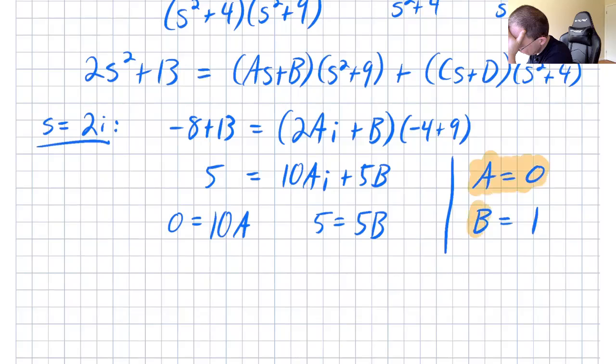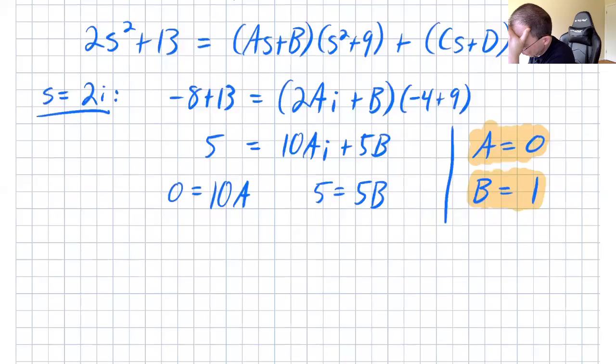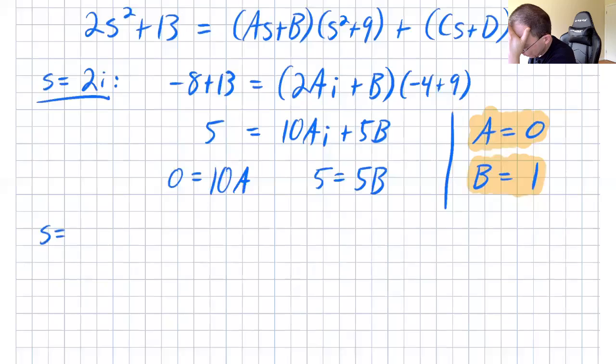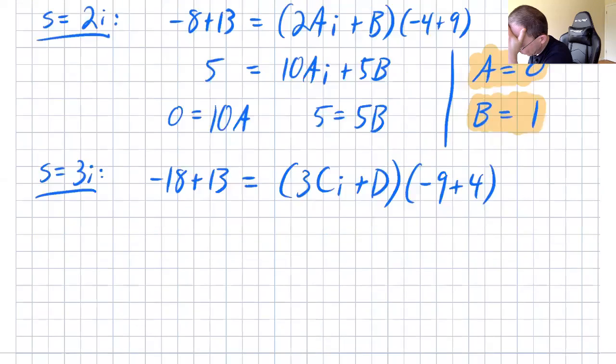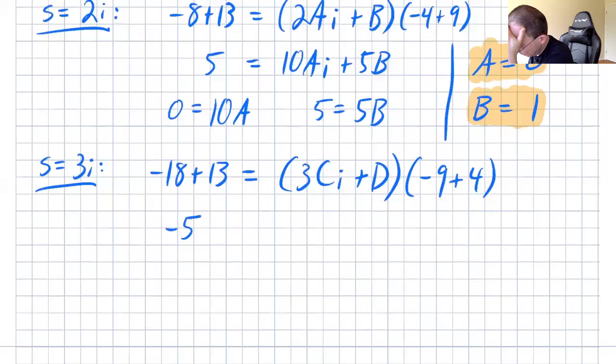Okay. And now let's do the other term. So s equals 3i. That will make this term here 0. So on the left we have 2 times minus 9. So it's minus 18 plus 13. And that's equal to 3Ci plus D times minus 9 plus 4. Okay, so let's simplify this. So we have minus 5 on the left, and then on the right we have minus 27Ci.